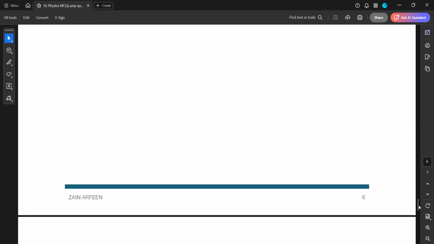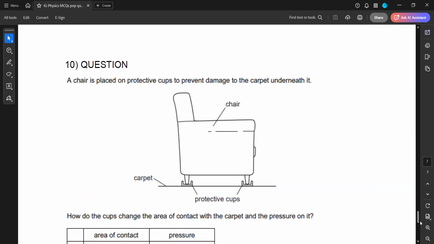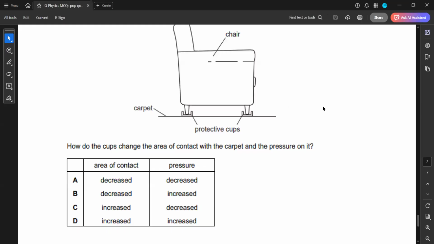Next we have question 10. How does the cup change the area in contact with the carpet and the pressure on it? The greater the surface area, the less pressure. Pressure is force acting on unit area, so if we have a large surface area, the pressure will be less. So the area in contact will increase and the pressure on the surface will decrease. So C will be the right answer.